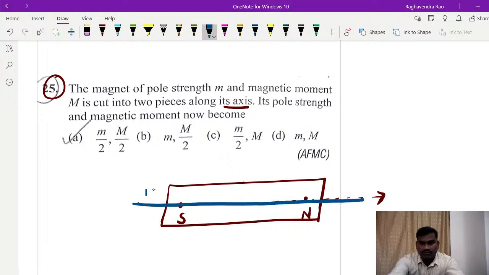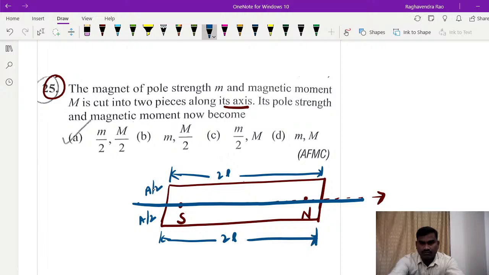Because of this, the area of cross section became half. This piece's magnetic length is 2L, and this piece's magnetic length is also 2L. So because of the change in area of cross section, pole strength will change to m by 2. The pole strength of this bar magnet becomes m by 2. That means there is no change in magnetic length, but pole strength becomes m by 2.